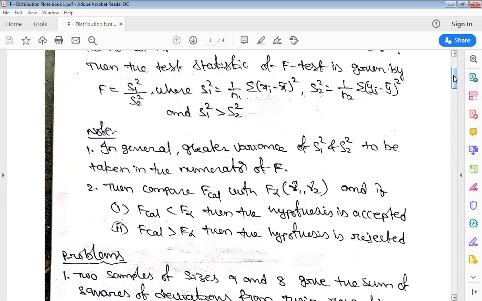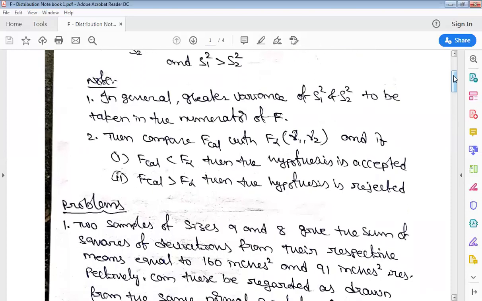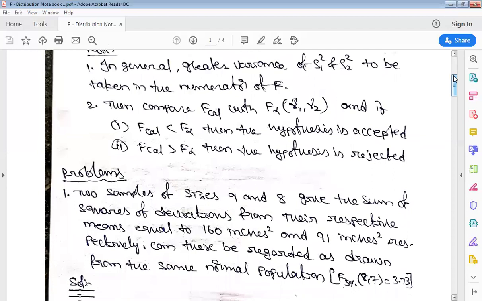If F calculated value is less than F alpha, then the hypothesis is accepted. Hypothesis is accepted means the two samples are from the same normal population having the variance sigma square. And if F cal is greater than F alpha, then the hypothesis is rejected. It means the two samples are not from the same population with the same variance. Now let's see a problem on this.